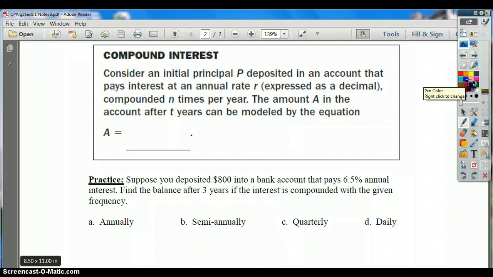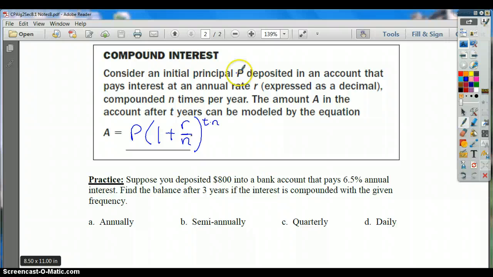Now, how is this figured out? Well, P is the principal, that's your initial amount that you're putting in here. You're going to take that and multiply it by 1 again, plus what your rate is over how many times you're compounding in a year. So if it's 52 times a year, because it's weekly, you would do R over N. This is your rate. This is how many times you're compounding in a year. You're going to raise this to the t times n. That is your basic formula for compound interest.